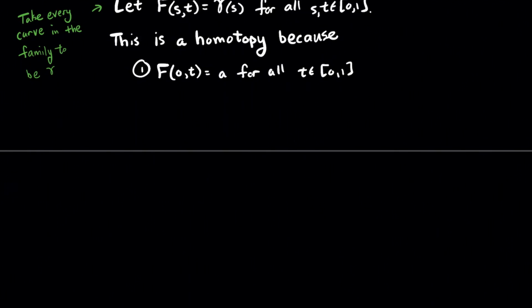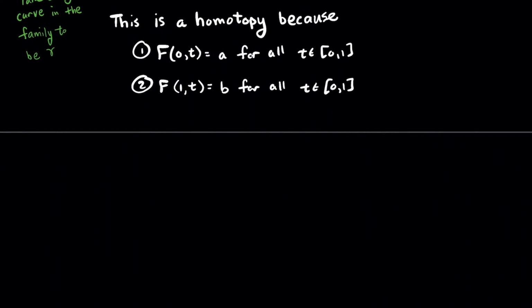And you know that gamma starts at A. So f of (0, t) is A for all t. When you plug in 1, same reason, you just get B, because gamma ends at B, and all the paths in your homotopy are gamma, or it is gamma is maybe the better English to say.